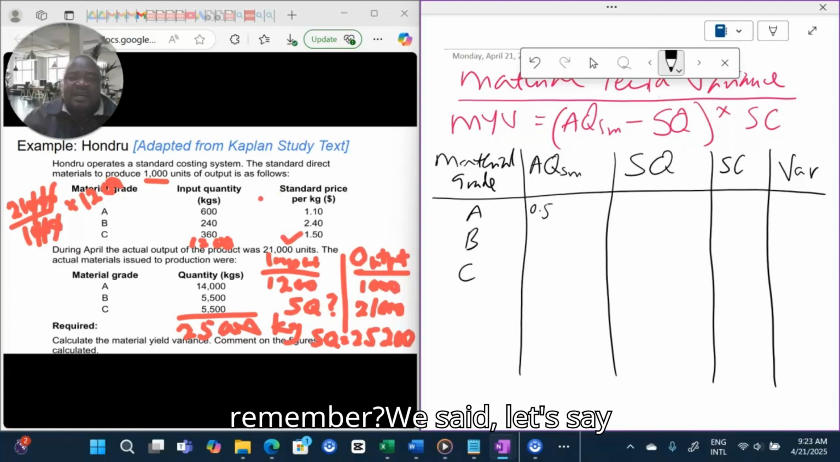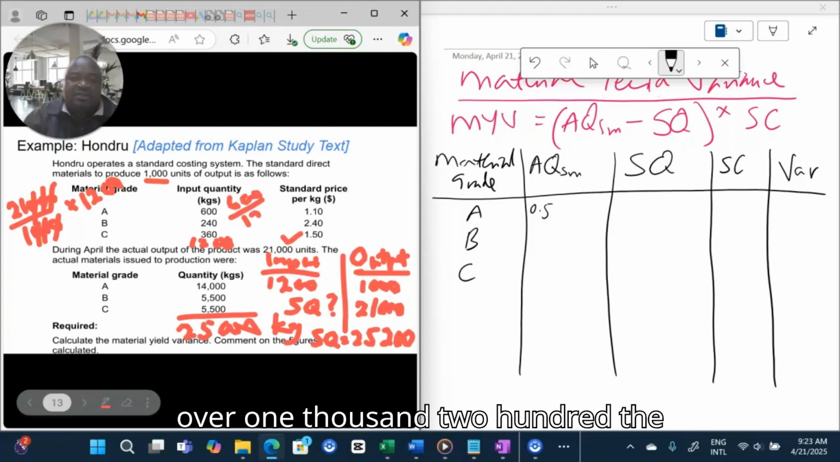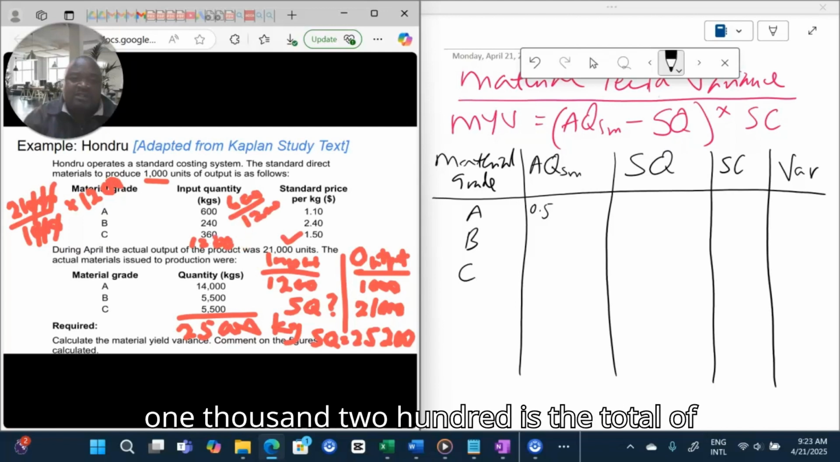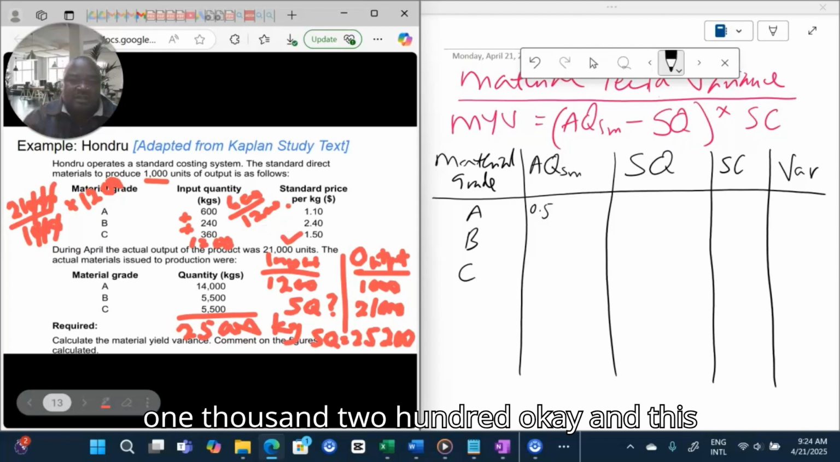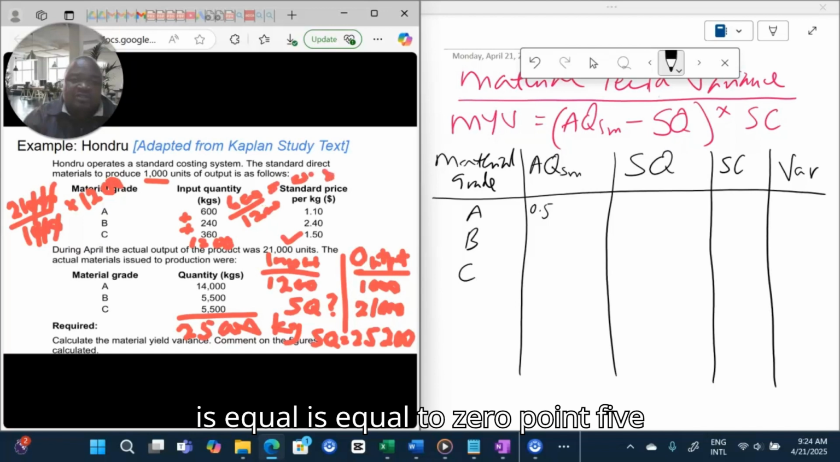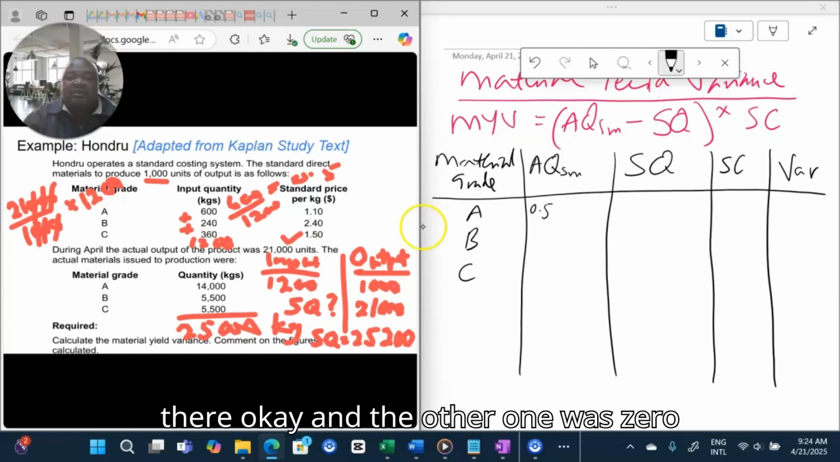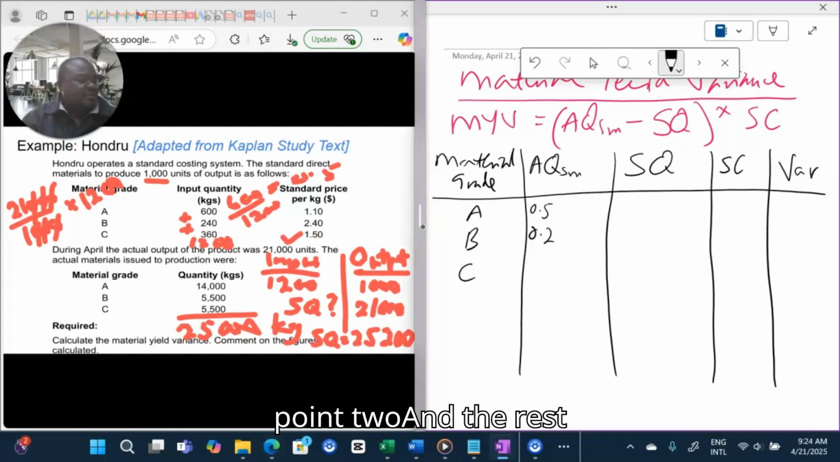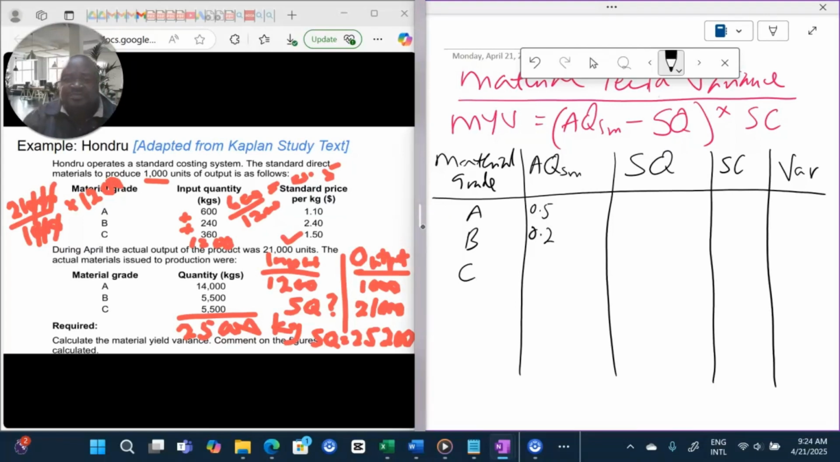We said, let's say for A, 600 over 1,200. The 1,200 is the total of 600 plus 240 plus 360. We get 1,200. And this 600 over 1,200 is equal to 0.5. So that's why we put the 0.5 there. The other one was 0.2, and the rest is obviously because they should add up to 1 or 100%. This other one is 0.3.